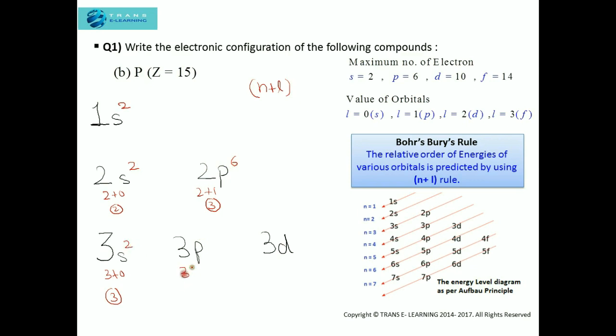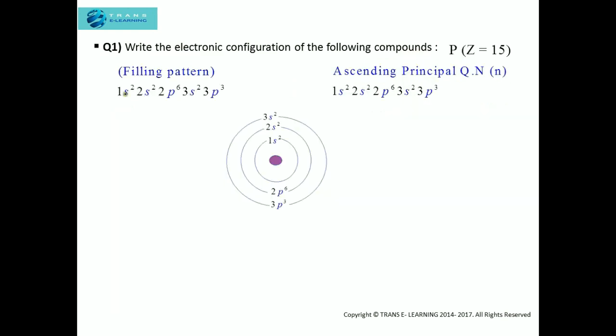So we have 3 plus 1, that is 4. Here we have 3 plus 2, that is 5. So the last 3 electrons will go into the 3p orbital, that is 3. So this is the electronic configuration of phosphorus. As discussed earlier, this is the electronic configuration as per the filling pattern, and this is as per the principal quantum number. So we'll be giving preference to the principal quantum number, and this is the appropriate and final electronic configuration of phosphorus.